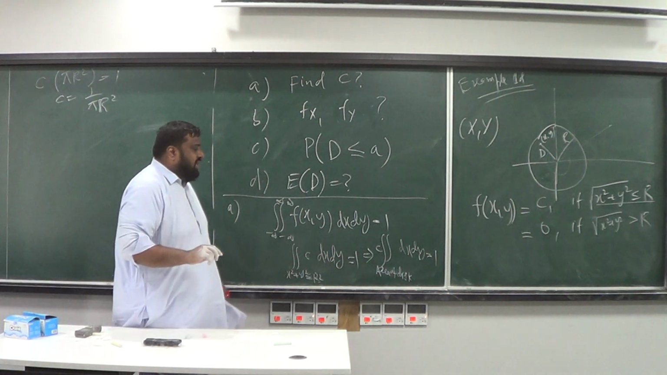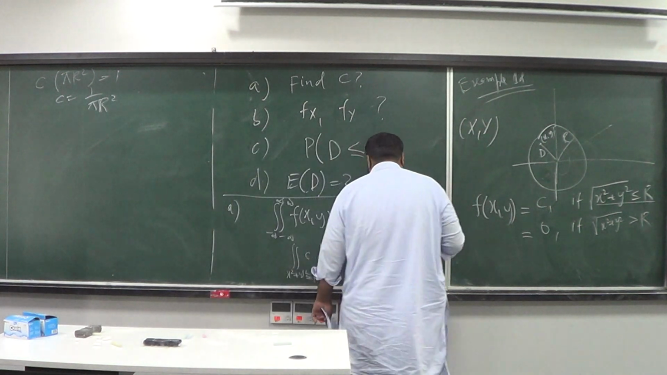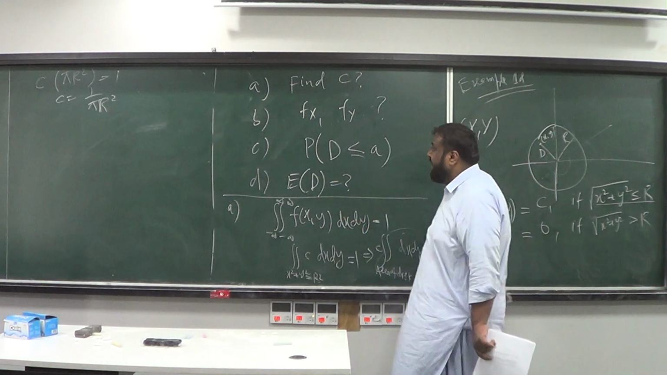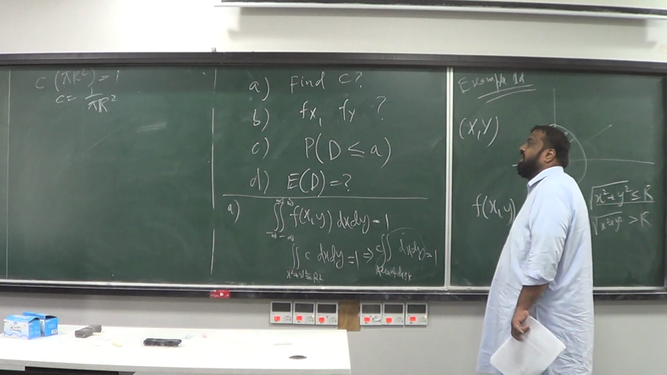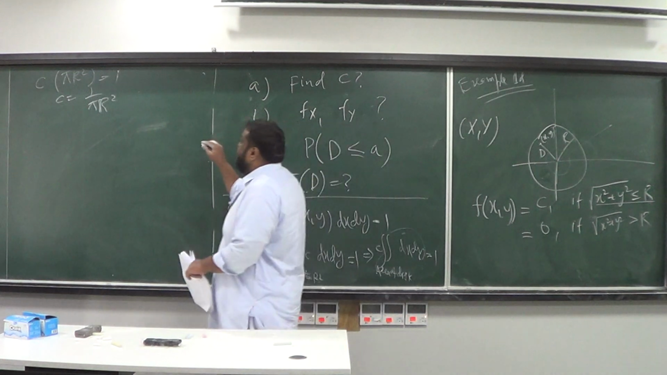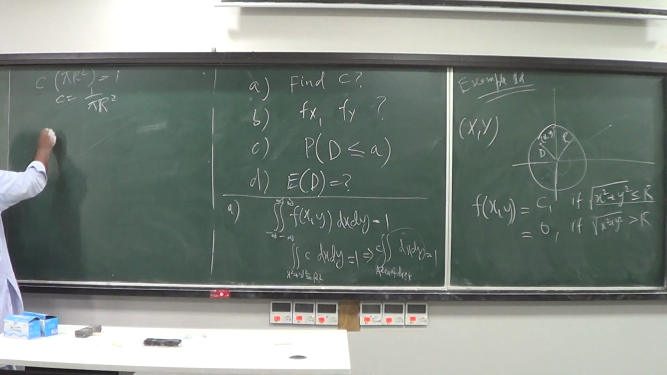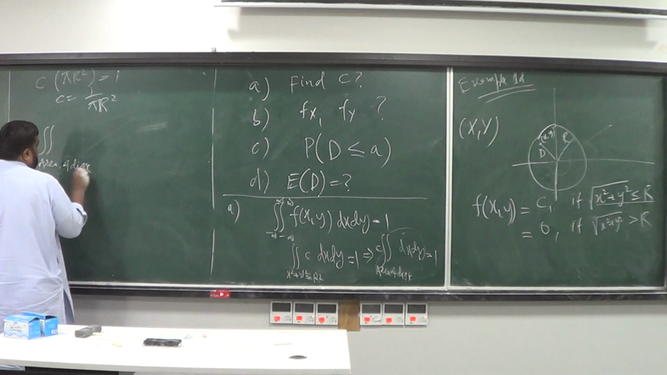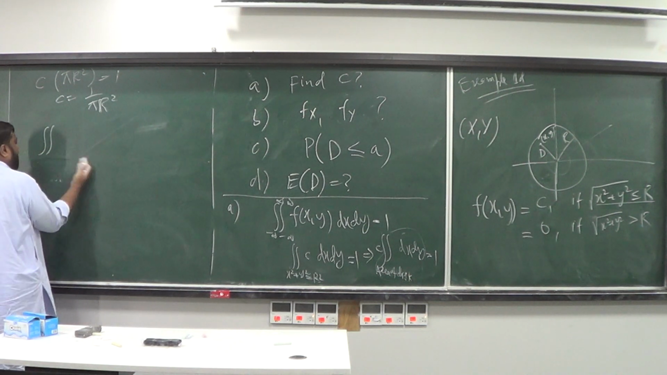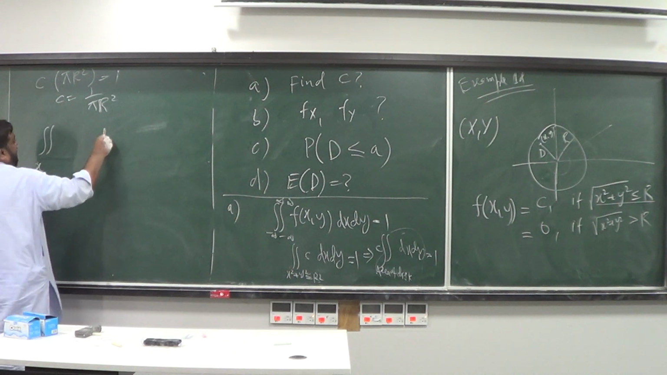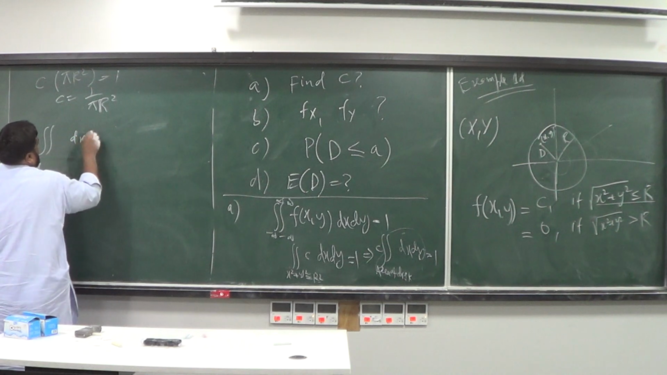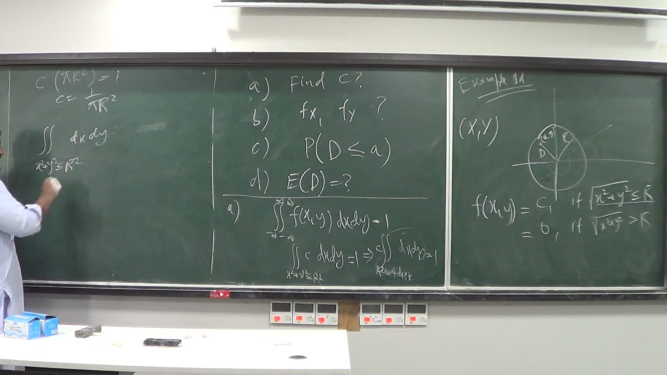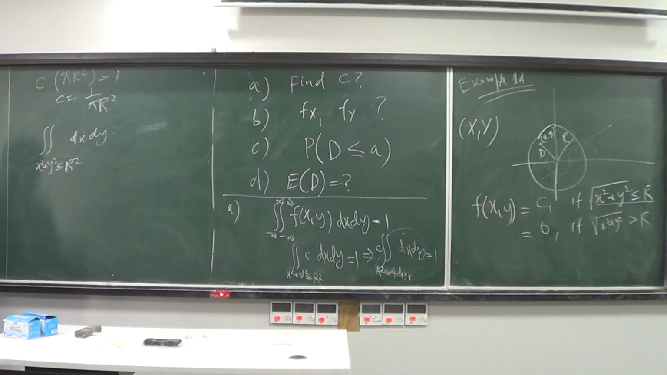Okay. Here you can ask the question, why am I saying that this guy is equal to pi r square directly? I mean, if you wish, you can compute it more explicitly. How? If you want to compute the area of the disk with radius r, that is the integral of dx dy over the region where x and y satisfy x square plus y square less than or equal to r square, you can compute this.